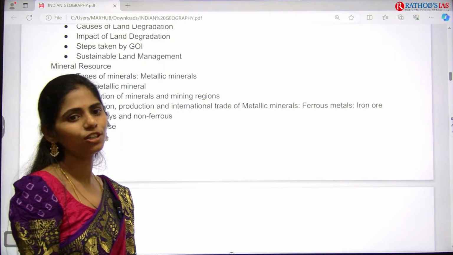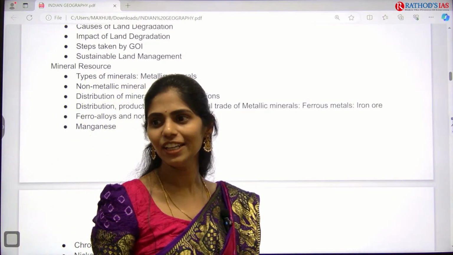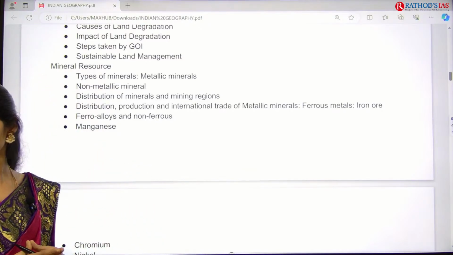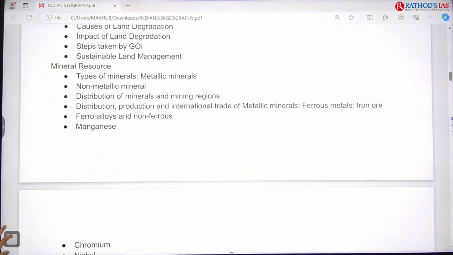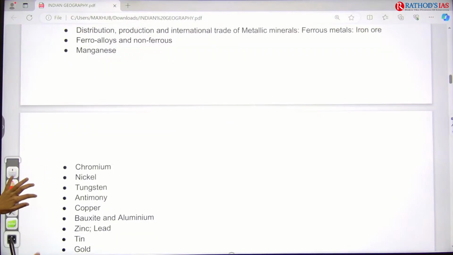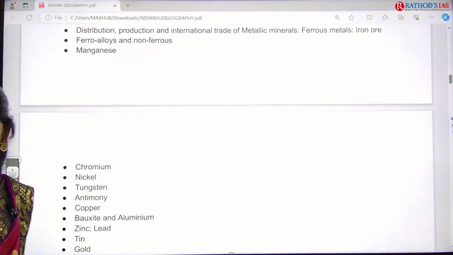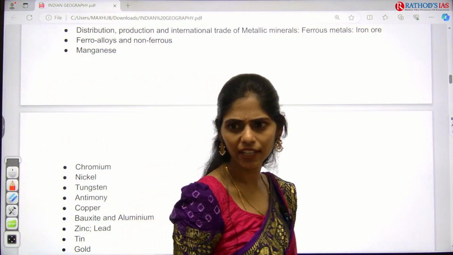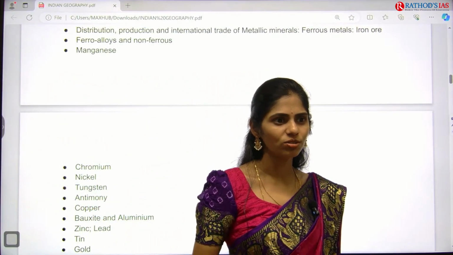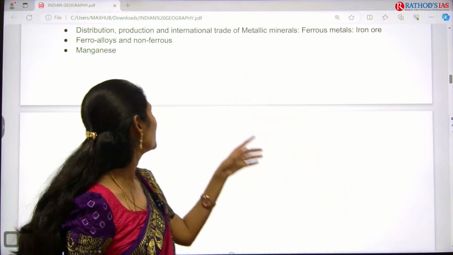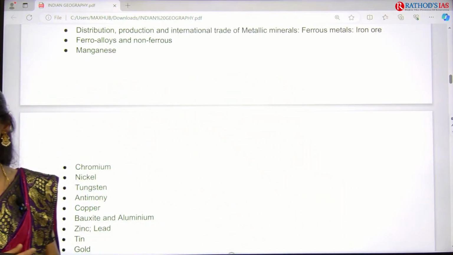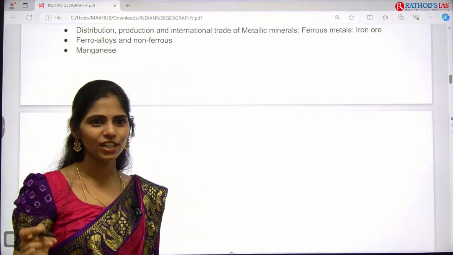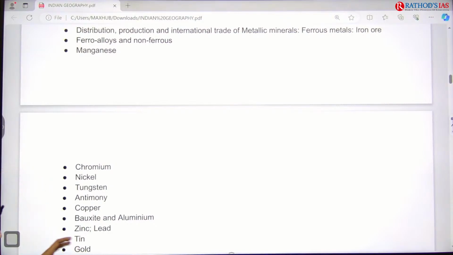If you know this, then you can easily identify: if there is availability of mines, then only we will be having industries. So the industries and minerals chapters are interconnected. Clear? Here you can read about manganese. Have you gone through the TSPSC Group 1 examination which happened on the 9th, on Sunday? There was a question regarding manganese, because in Telangana we have manganese. So based on that you will be getting questions.